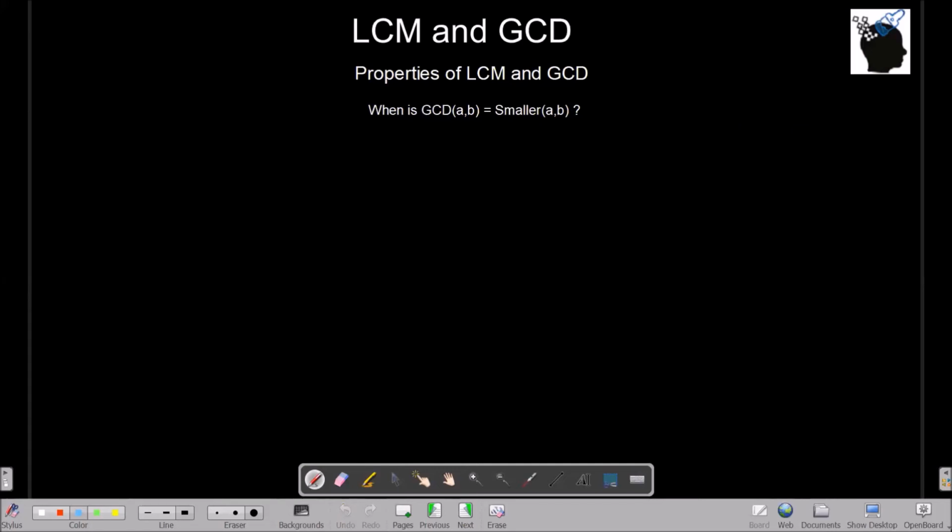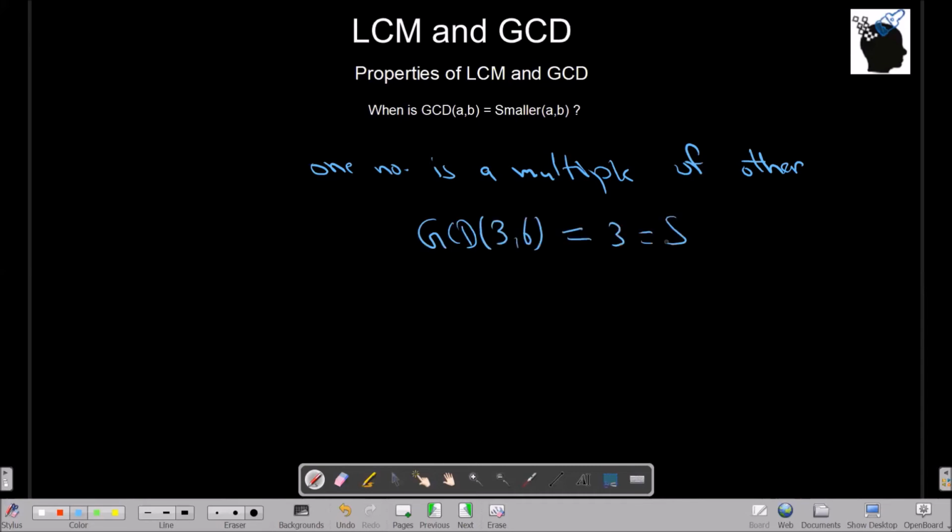Now the GCD of two numbers is equal to the smaller of those two numbers. This happens again when one number is a multiple of the other. Example, if we take the GCD of 3 and 6, it is equal to 3, which is nothing but the smaller of 3 and 6. So the GCD of two numbers will be equal to the smaller of those two numbers when one number is a multiple of the other.